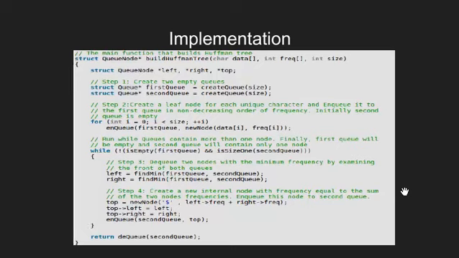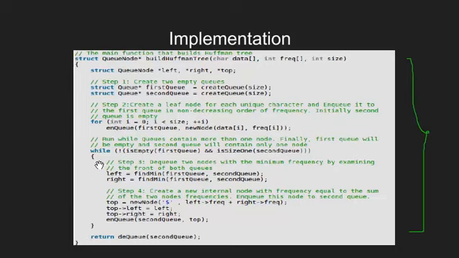Let's now see the implementation of this algorithm. Here we have code which is the same as given on GeeksforGeeks. Here we have a function which performs all the 5 steps that we have discussed earlier. It inputs all the unique characters in our data, their respective frequencies, and the count of such characters. It then creates 2 empty queues and enqueues all the data in the first queue.